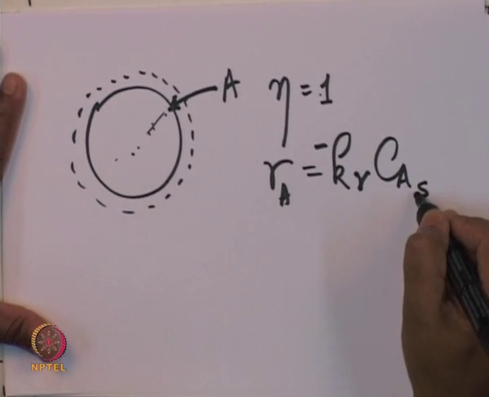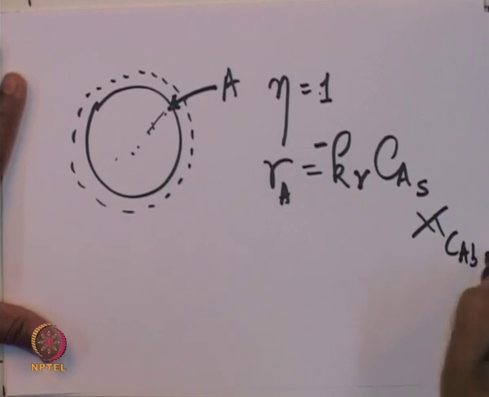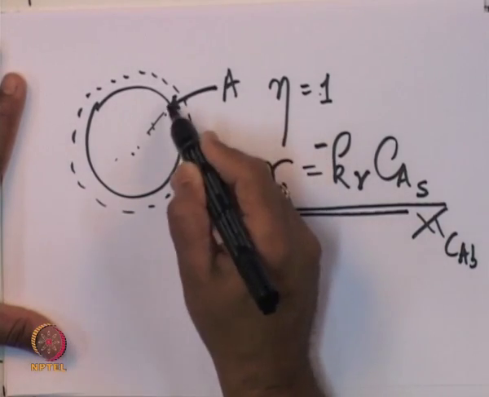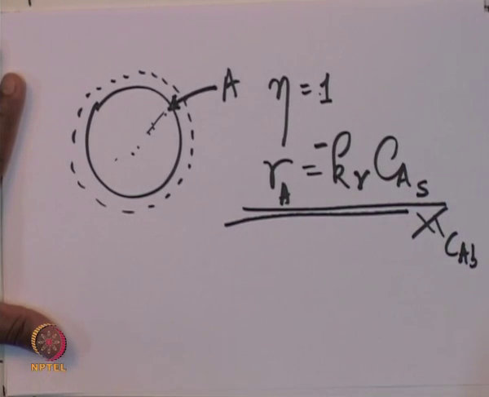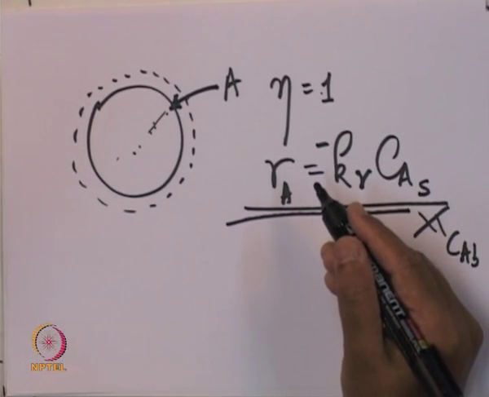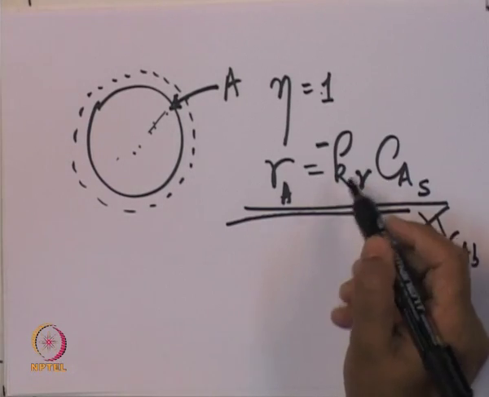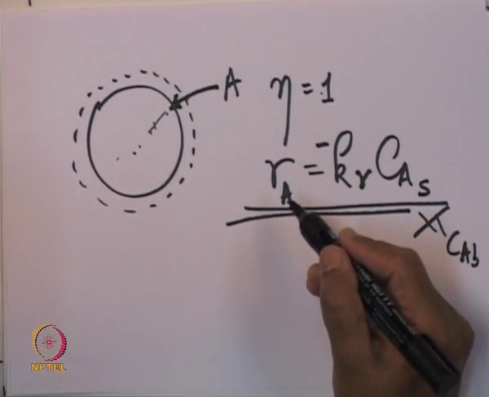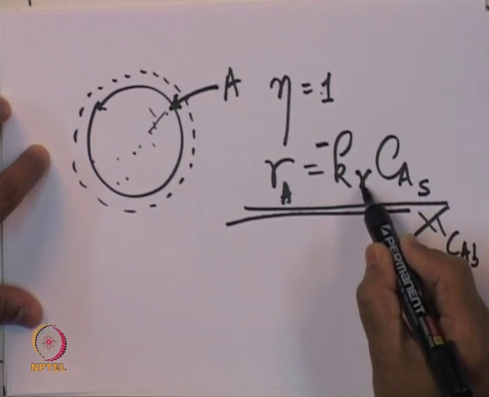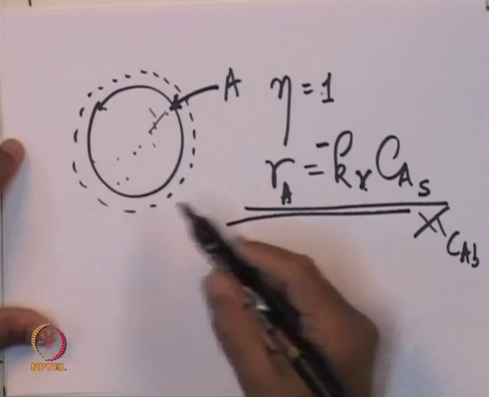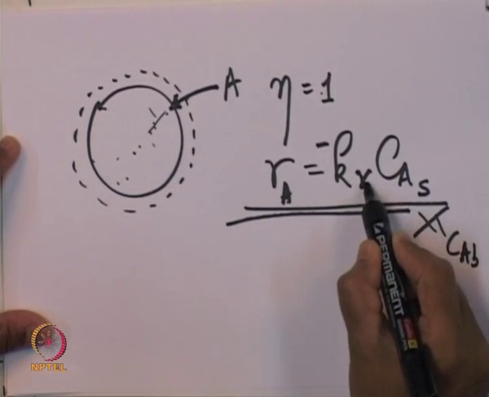Now, this CAS is not same as CAB, and we are going to incorporate the effect of external mass transfer. So, this is when the component reaches the external surface. Now, what is the unit of this? This can have many units. One unit would be per unit volume of the particle. This can be per unit surface area of the particle, and this can be per unit weight of the catalyst.